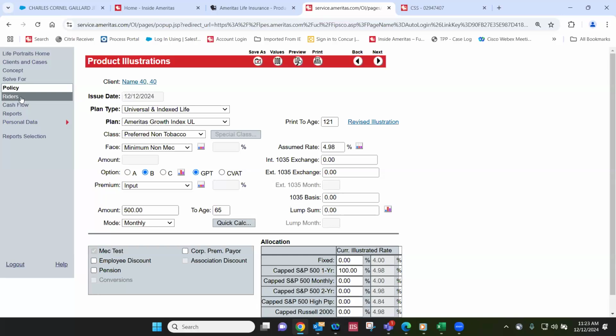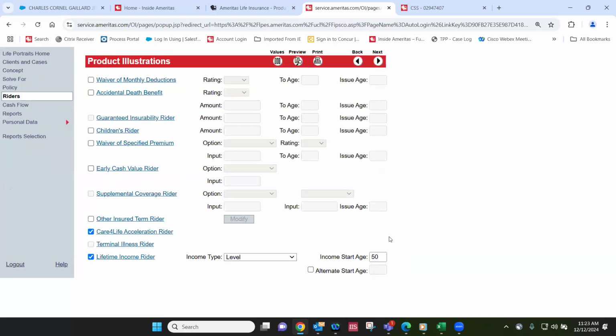If you're going to utilize the lifetime income rider, I would click on the Riders tab and make sure the age that you have the income starting matches how long they want to fund until, or at least some point after that. For some reason, our software likes a default for just 10 years out, and that's typically a little too soon to really turn on that income. So let's say I want the lifetime income at age 65.